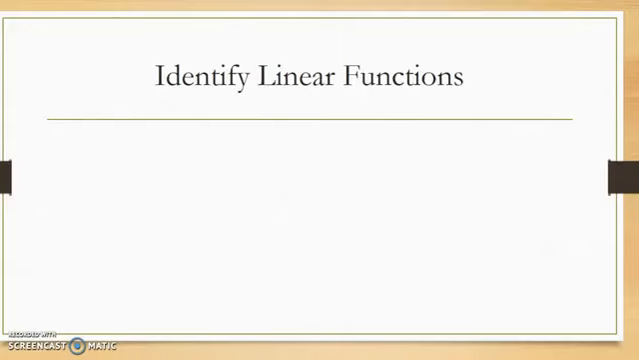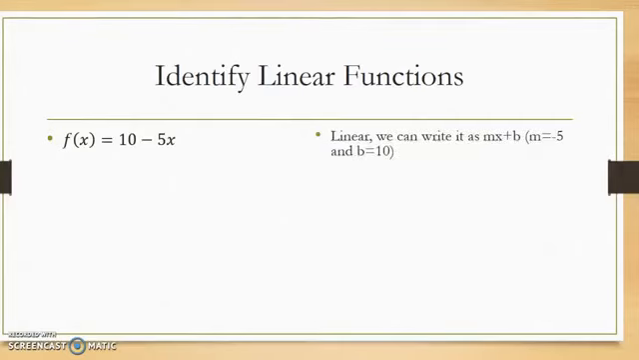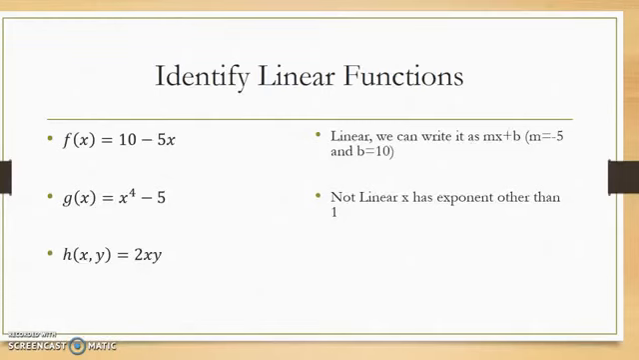So let's identify some linear functions. f of x equals 10 minus 5x. Is this a linear function? Yes, we can write it as mx plus b, where m is negative 5 and b is 10. What about g of x equals x to the 4th minus 5? This is not linear, the x has an exponent other than 1. It has an exponent of 4 in this situation. And then h of x, y equals 2 times x times y is not linear because two variables are being multiplied.